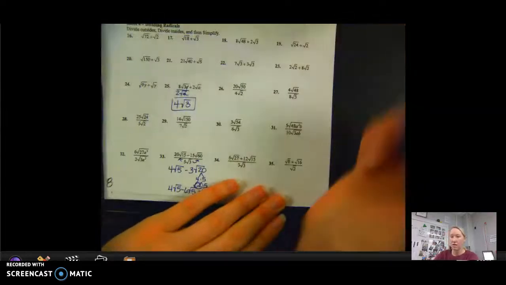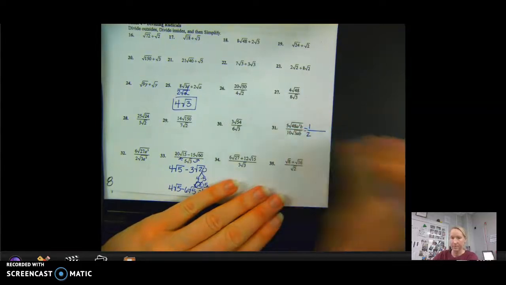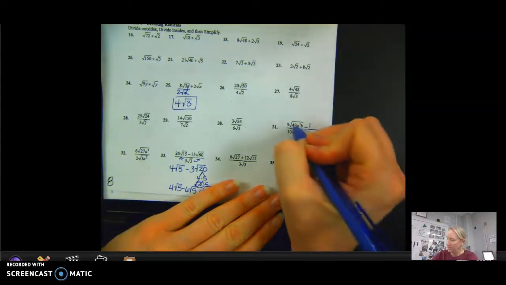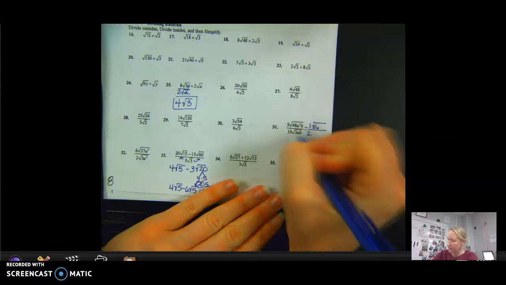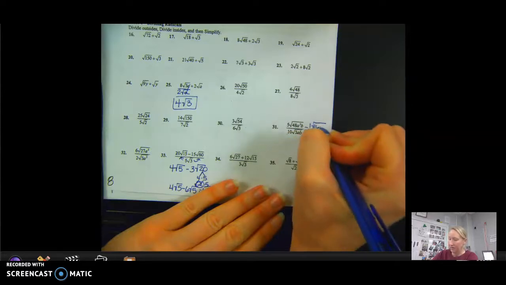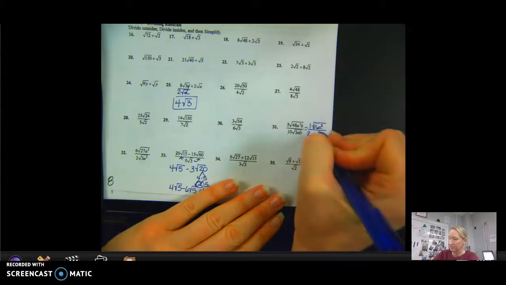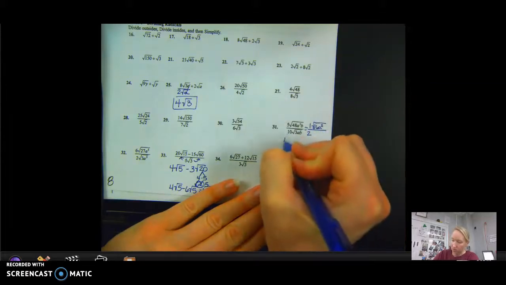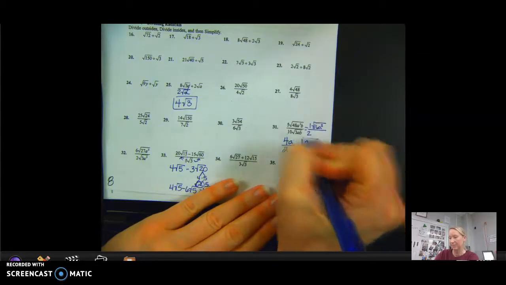Let's do 31 together. 31, 5 divided by 10 would be 1/2. Okay. 48 divided by 3 is 16, so square root of 16. A to the third divided by a would leave me with a squared. B divided by b, those cancel. Okay, so this is what I'm left with. Square root of 16 is 4. Square root of a squared is a, all over 2. 4 divided by 2 is 2, so I get 2a. Okay?